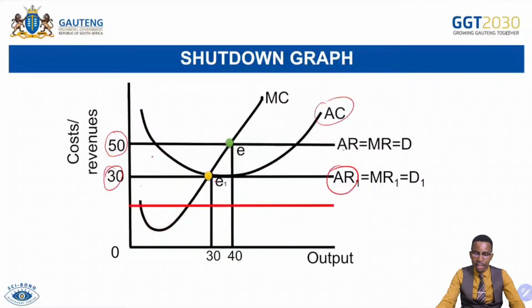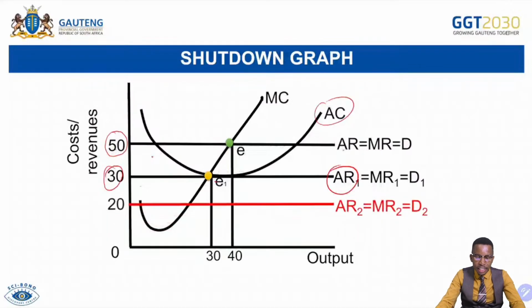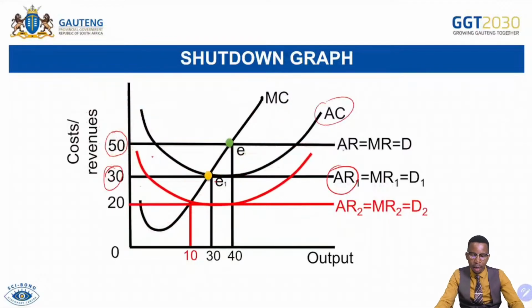And then let's see the next line. We have AR2 equals MR2 equals D2. What's happening there? The price goes down to 20 and the quantity decreases from 30 to 10. And then we have a new point there. Now I want to remove this one. Now, what is happening?